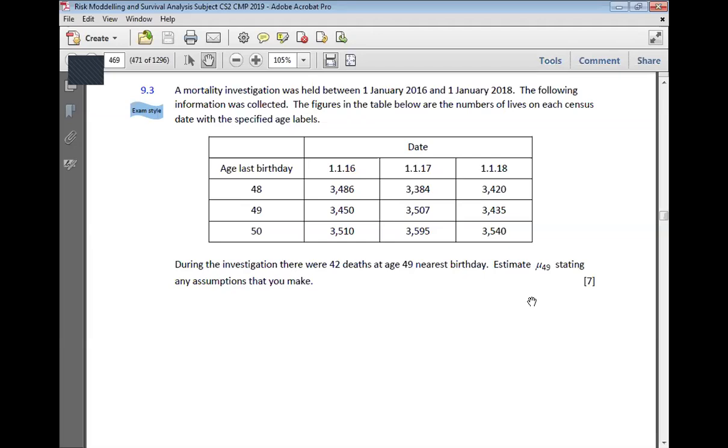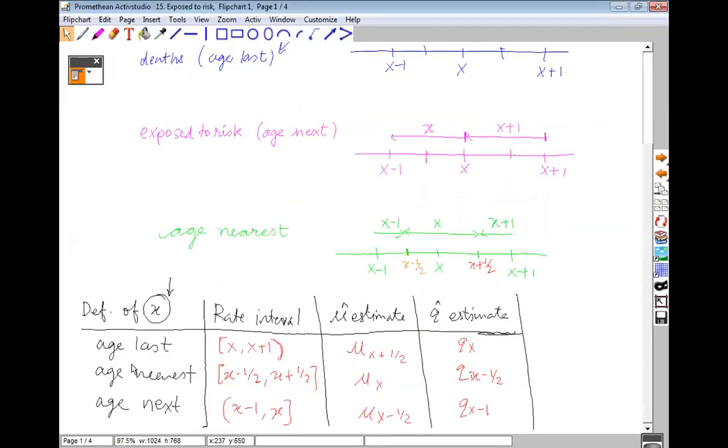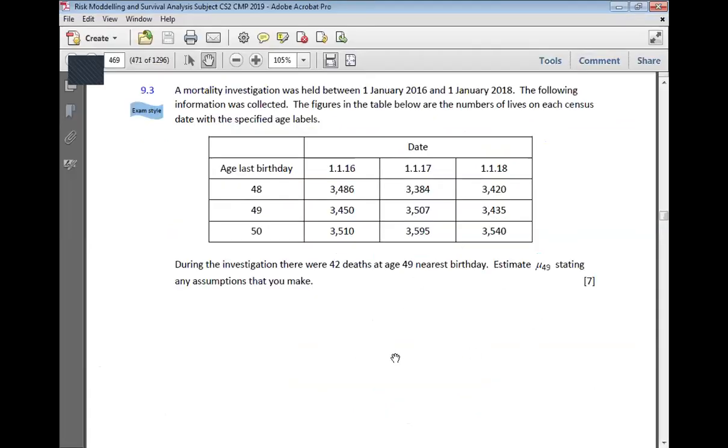But again, my very first question is, if I want to figure out mu 49 under the definition of age nearest birthday, what is the interval that I'm looking at? So you go back to the chart here and you see the definition that we're using is age nearest, and what we are trying to figure out is mu 49. So what you have to look at is the interval from 49 minus half to 49 plus half. This is how you will know what you should look at in here. So again, what do you guys think should be my first step here?